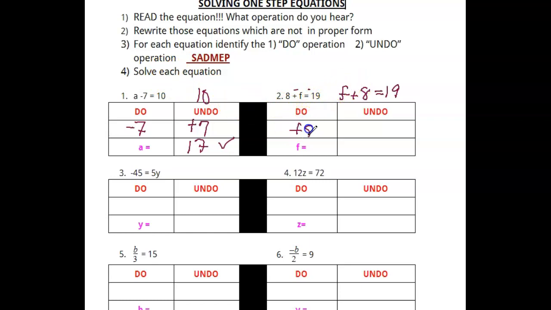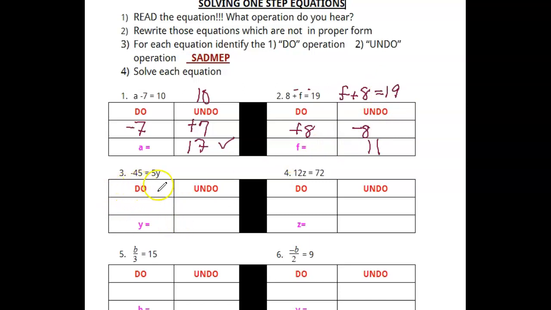So something plus 8 is 19. It tells me to add 8 to something to get 19. The opposite of that from SADMAP then is to subtract 8. If I say add, its opposite is subtract. So what am I going to subtract from? I'm going to subtract from 19. 19 minus 8 is 11.